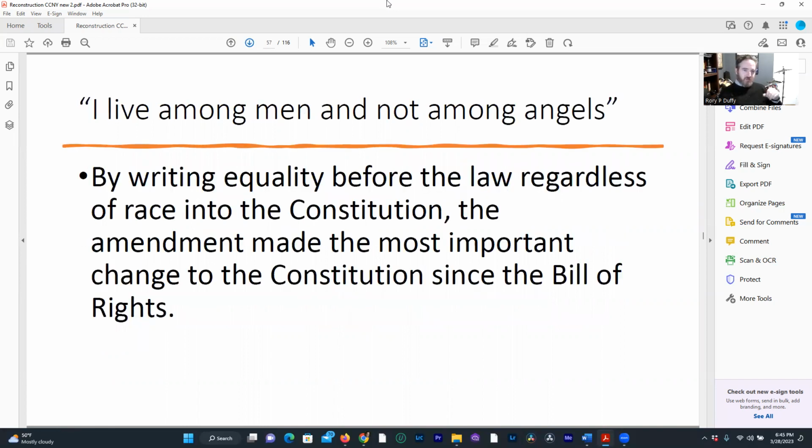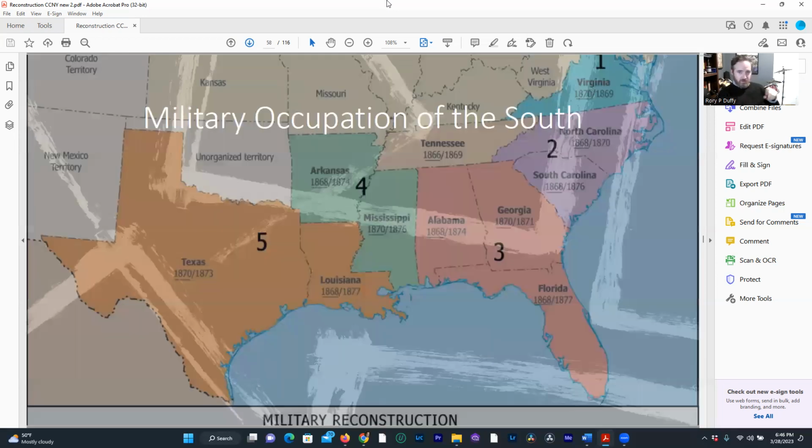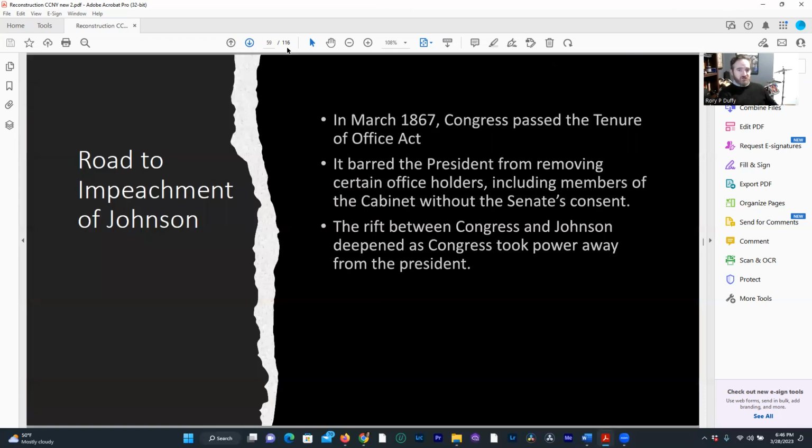of power. Now, one congressman, in a very pragmatic sort of way, wrote, "I live among men and not among angels." And by writing equality before the law, regardless of race, into the Constitution, the amendment made the most important change to the Constitution since the Bill of Rights. This will be a map of the southern districts, and we'll see the military in charge of those districts.